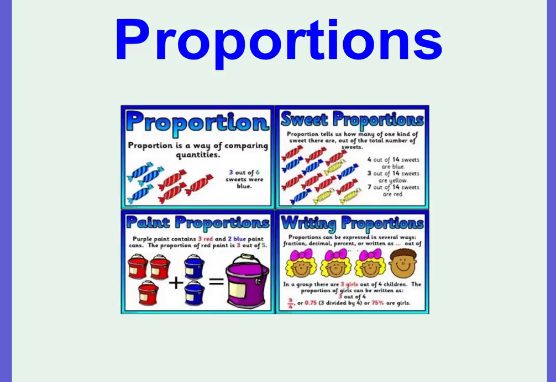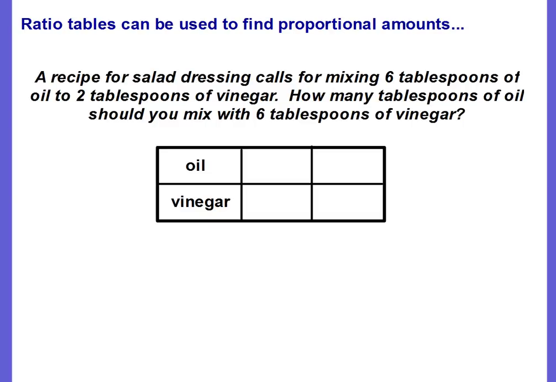This is a lesson on proportions. We've already learned that ratio tables can be used to find proportional amounts. For example, a recipe for salad dressing calls for mixing 6 tablespoons of oil to 2 tablespoons of vinegar. How many tablespoons of oil should you mix with 6 tablespoons of vinegar?